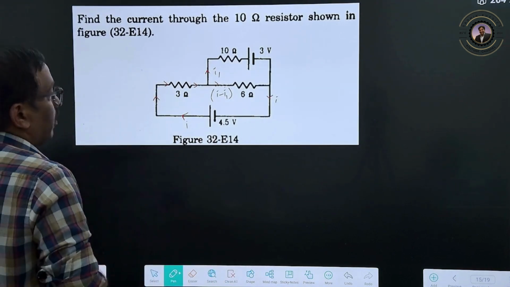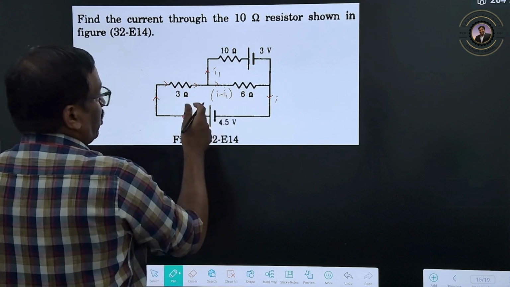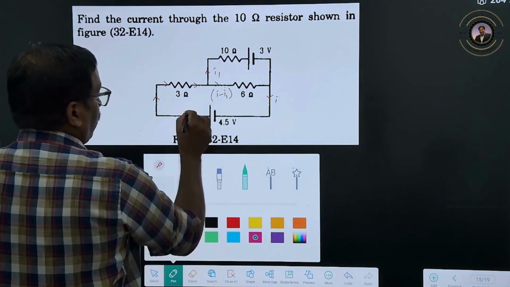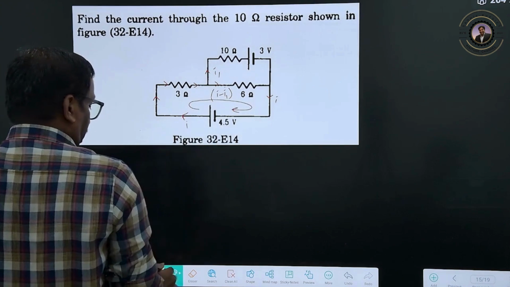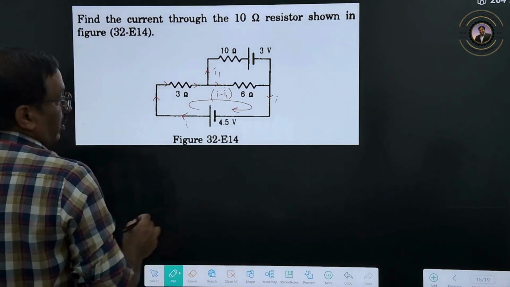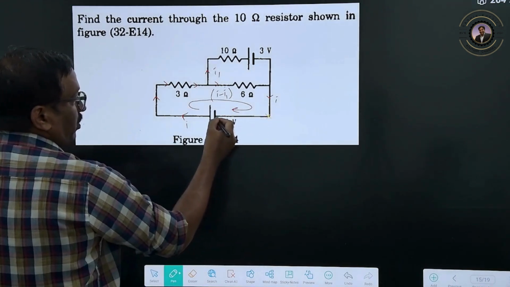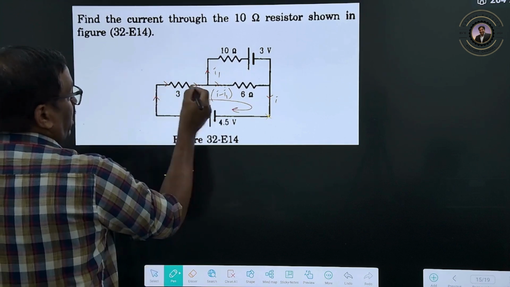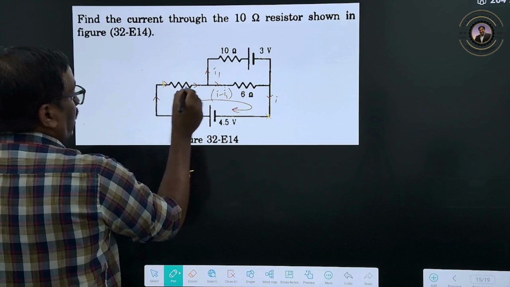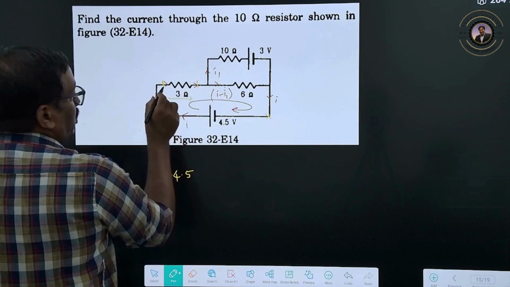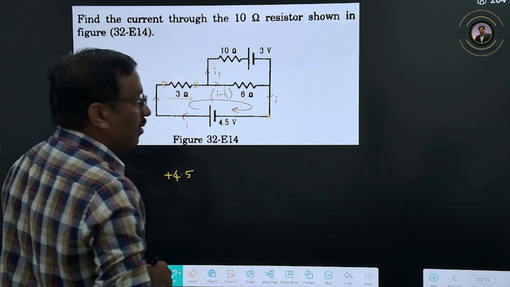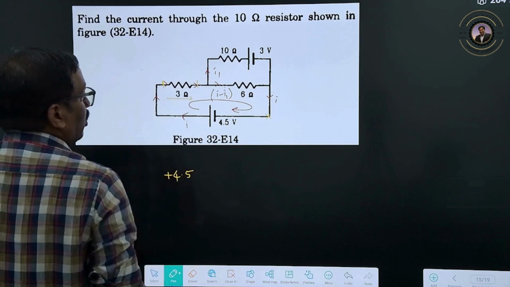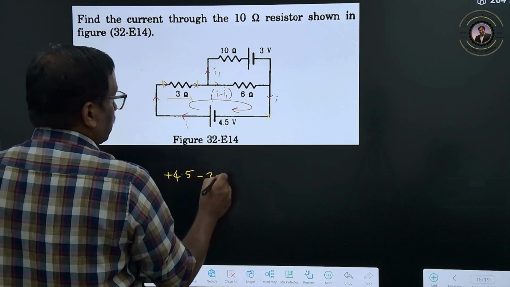So this I1 is coming, therefore again I. Now we can apply the KVL equation across this one, and you can solve it. So in this circuit, I will apply the KVL equation in this way. Now I will start from here, going from lower to higher, therefore plus 4.5. Then I am going from here to here, I is the current which is flowing. Going from higher potential to lower potential means decreasing, minus 3I.